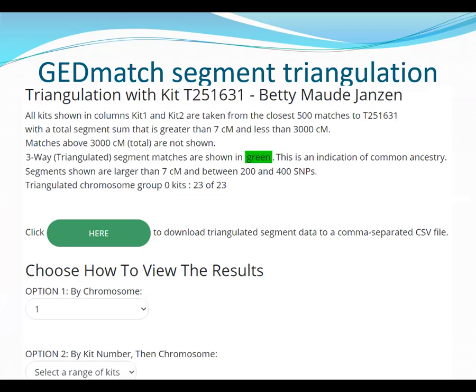Triangulation is where you're looking for shared segments among various different people. I introduced this concept with Malcolm Campbell and my mother here several slides back. Here, you're going to look for the shared segments, and you can do this one chromosome at a time or in aggregate. I would generally suggest you do one chromosome at a time. You can also put in a number of different kit numbers and look for triangulated groups among those kit numbers as option 2. I generally use option 1 because I'm generally looking at only one person at a time, and I generally run this only one chromosome at a time.